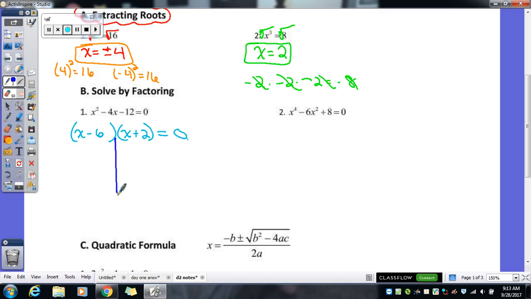So now we set them both equal to 0. x minus 6 equals 0. x plus 2 equals 0. And then we solve it. So we would get 6 and negative 2. Now since it's not a fraction, there's nothing that we have to check. It's just 6 and negative 2.